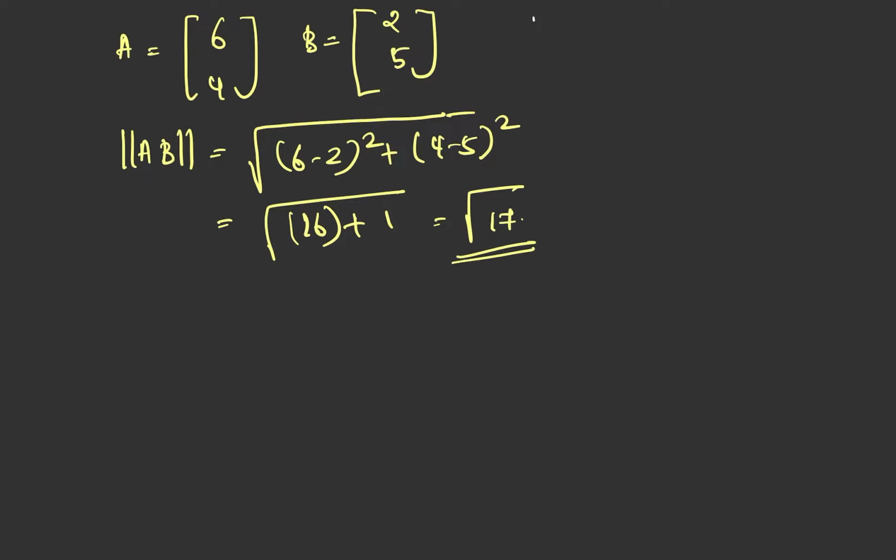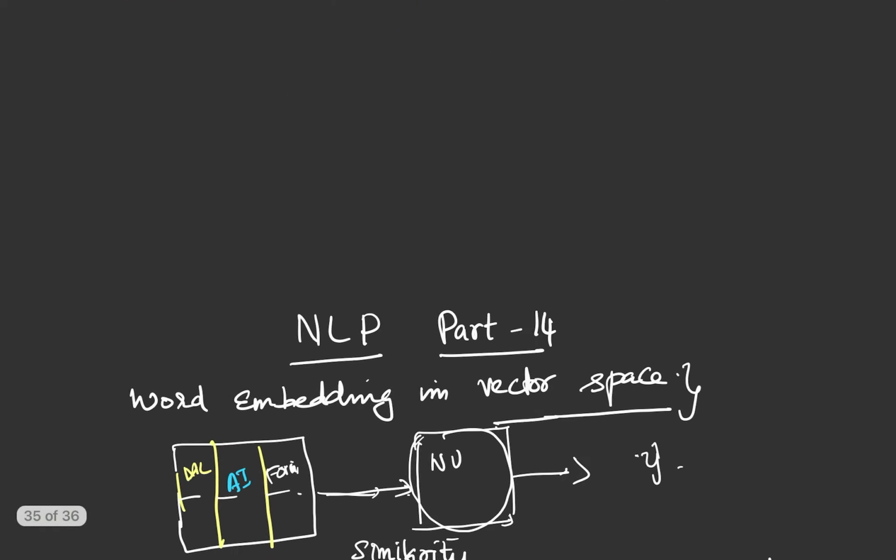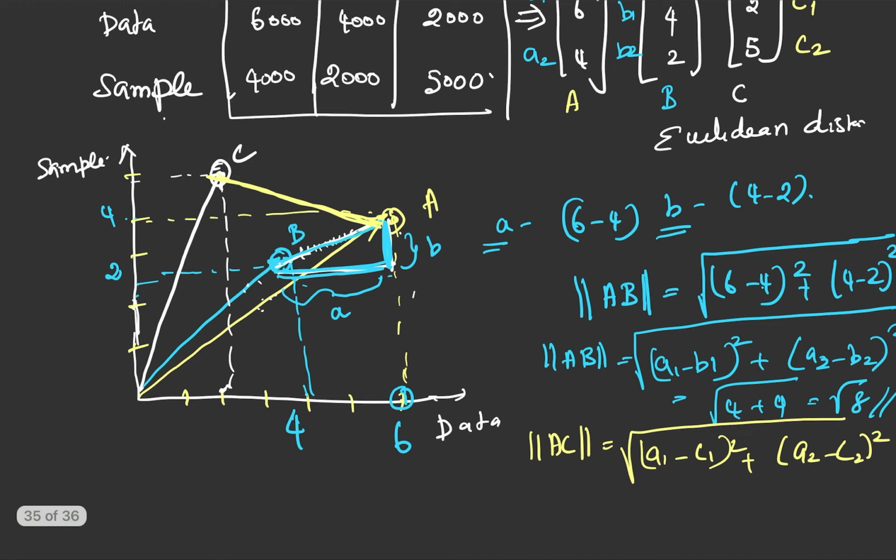Now we can look at the distance and compare the distance between A and B. This is the distance between A and C. So A and C is root 17, and if you look at the previous one, here we see root 8. This is root 17 and this distance is root 8. Now we can understand which document is closer to which one.